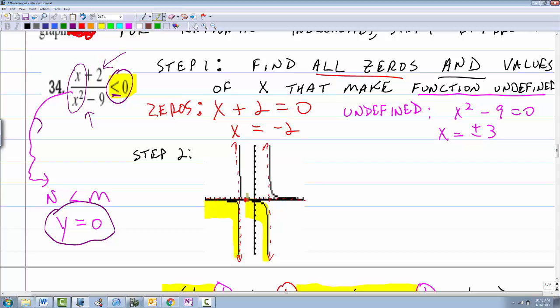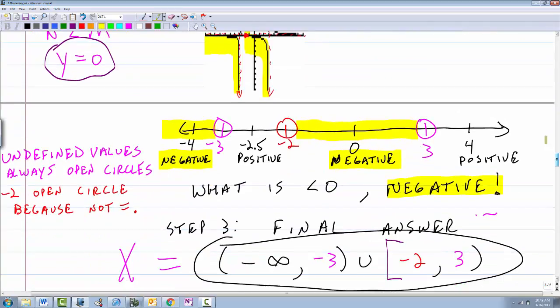And then this is an x-intercept of negative 2. What do I put on negative 2? Bracket, because when I plug in negative 2, this is 0. 0 is less than or equal to 0. All the way up to what? 3. What do I put on 3? Parentheses. So I do have a little mistake here. This should be filled in.